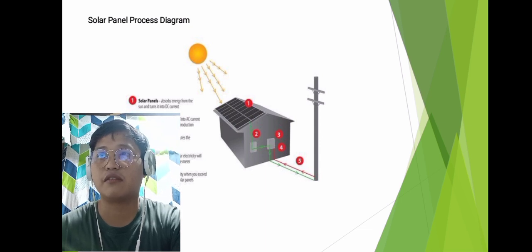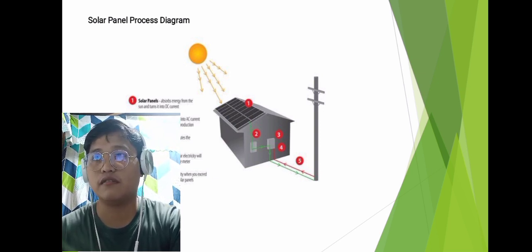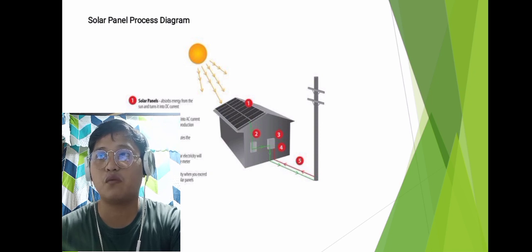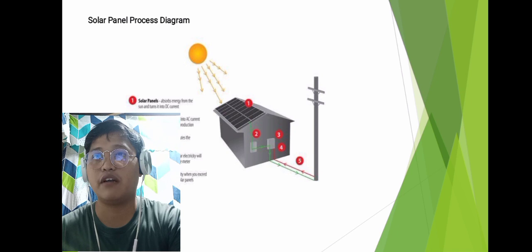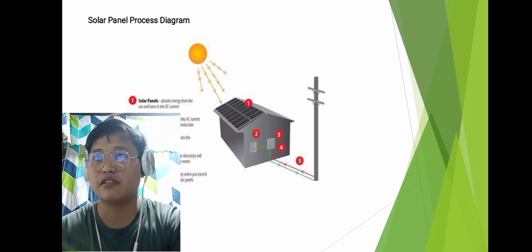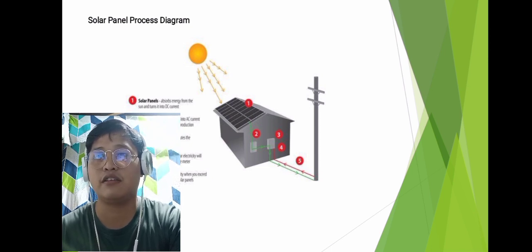And we have here the electric panel. This distributes the electricity to your home. And next we have the utility meter. Any excess solar electricity will flow back to the grid through the meter. And lastly, we have the utility grid. It provides electricity when you enter the amount, or when you exit the amount produced by your solar panels.